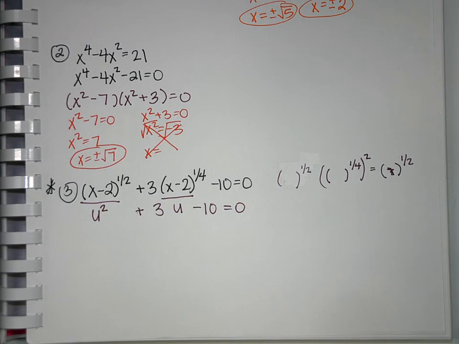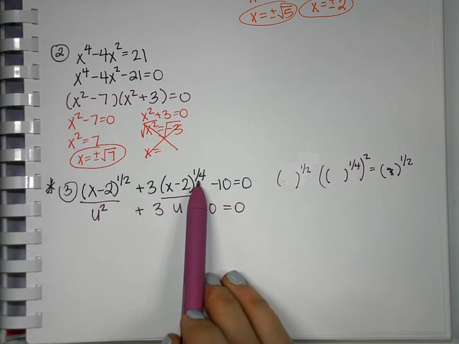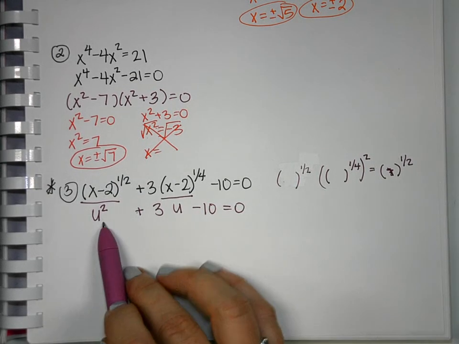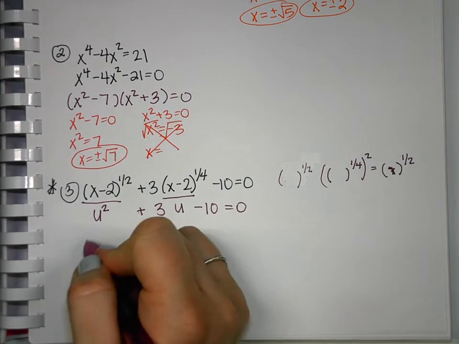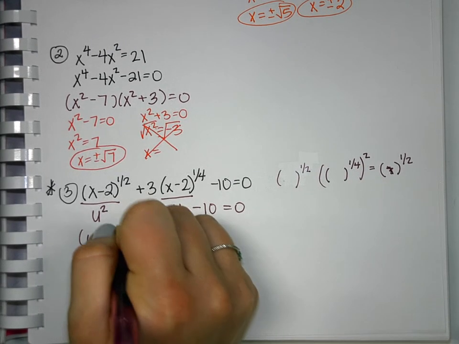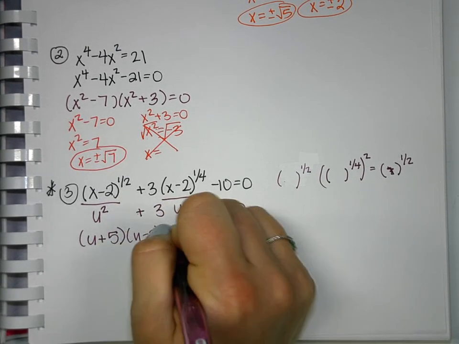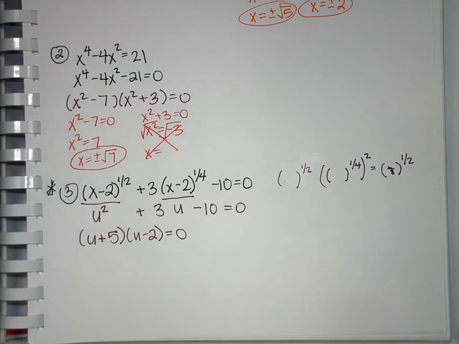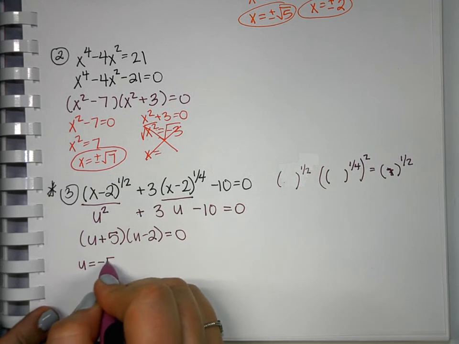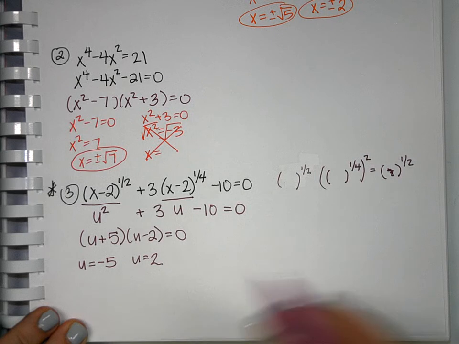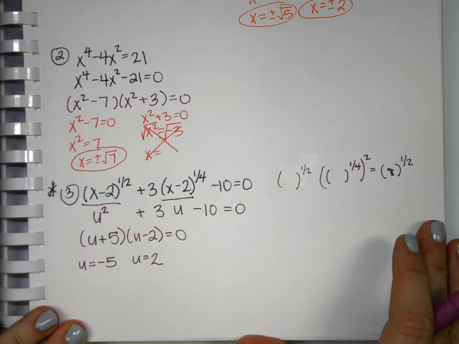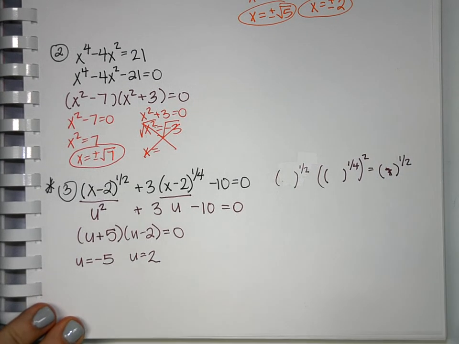So because I noticed that 1/4 squared will give me 1/2, I can do my substitution with this being u and this being u squared. That leaves me with a much simpler polynomial in which to factor and solve. So when I factor, I get u plus 5, u minus 2. And so when I solve it, I'll get u is equal to -5 and u is equal to 2. Now, just like in the one I showed you at the very beginning, you want to make sure that at the end you go back to your original variable.